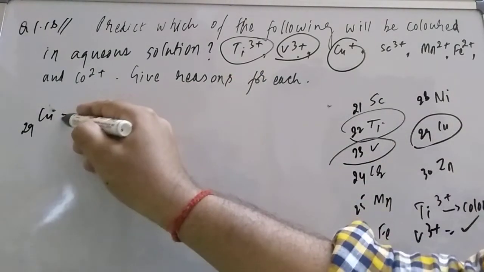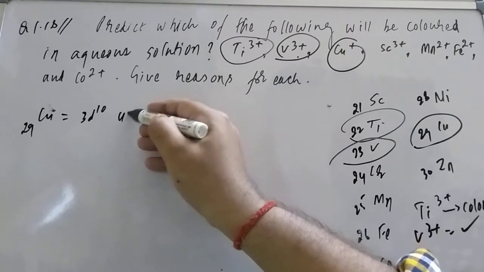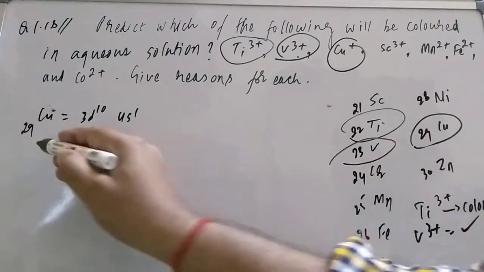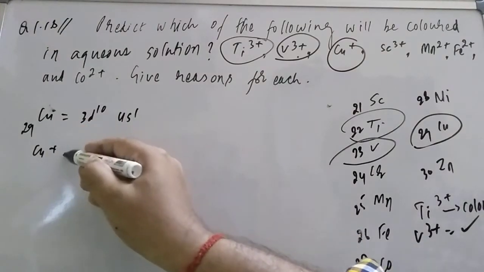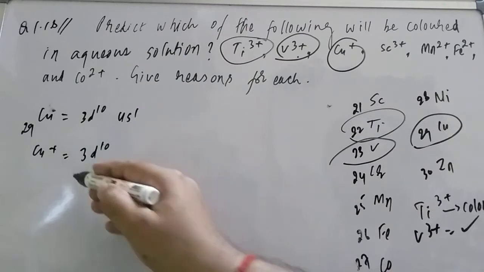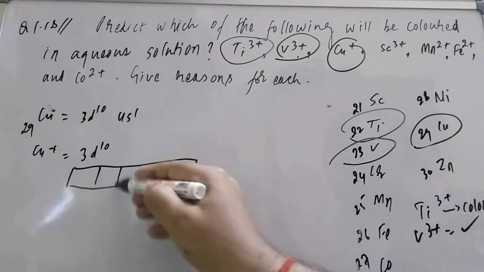So what is the configuration, student? Copper is exceptional, the configuration is 3d10 4s1. Okay, this is the copper. They have given copper plus, student. So this 1 electron will be lost. So what configuration will come? 3d10.